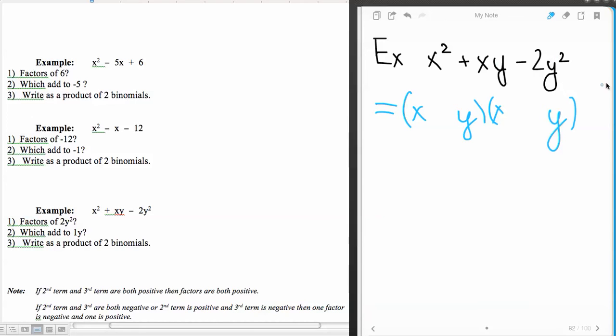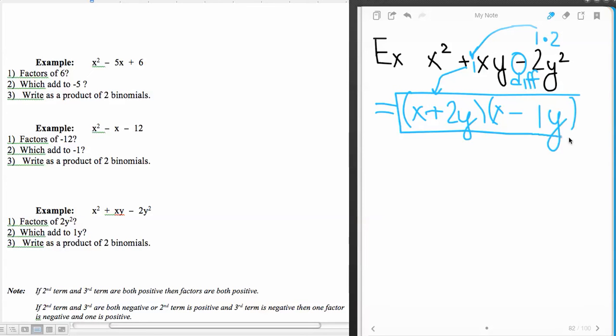And then I'm going to ignore it from that point on, and I'm just going to get the factors of 2, and this is a minus, so that's telling me that this is a difference, the factors of 2 that give me a difference of 1. So that would be 2 and 1, and then I need the bigger one to be positive, so plus here, and then the opposite there, and that's how that one will factor.